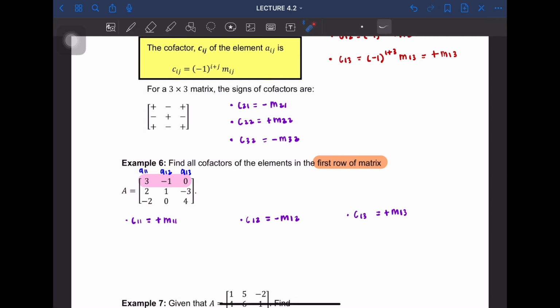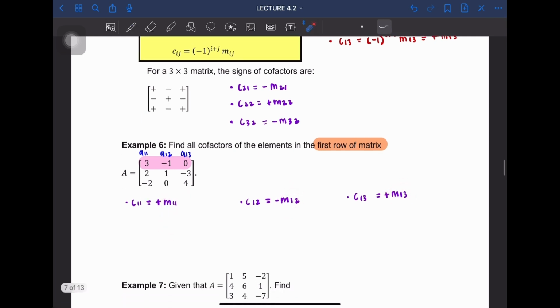Okay, so you already learned how to find the minor. For example, the first one, C11, is positive M11, so you have to find the determinant when you delete the first row and first column. So the determinant is of the matrix 1, negative 3, 0, 4. Using the formula AD minus BC, 1 multiplied by 4 minus 0 multiplied by negative 3, so you get 4.